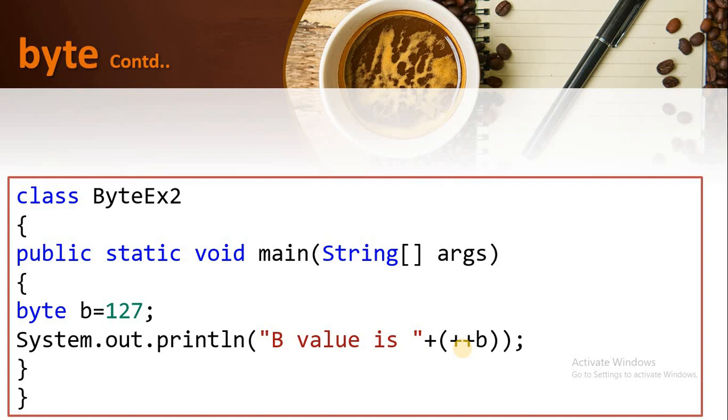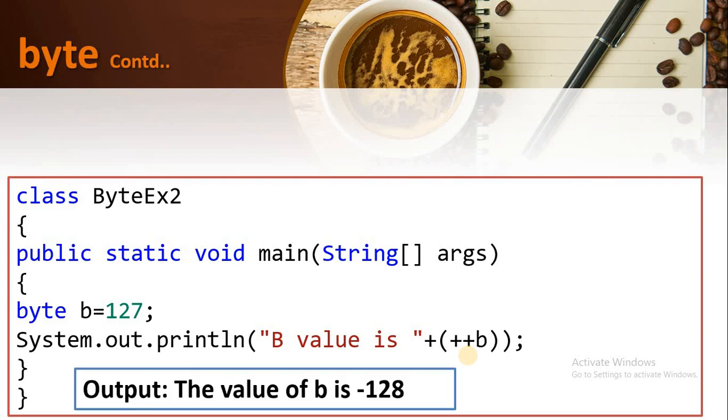When we apply the increment operator, it points to the next number. But here 127 is the last number in the range of byte. When we apply the pre-increment operator, it is going to point to the next number after 127. Pause the video and try to guess the output of this program. Let us see. The output of this program is: the value of b is -128.